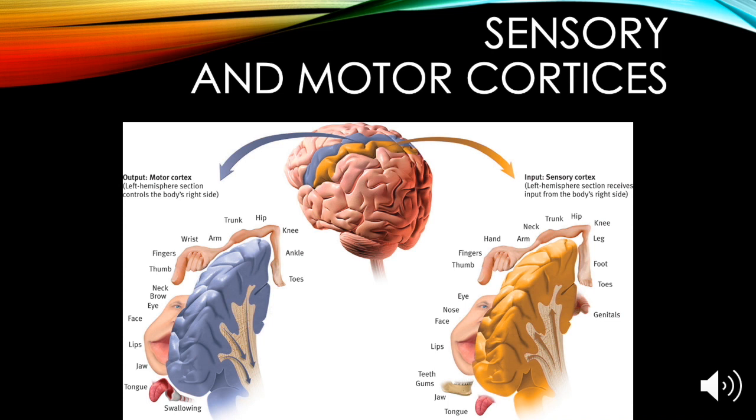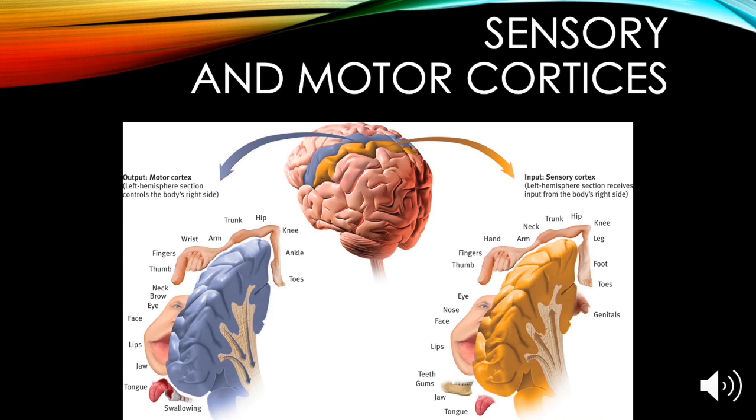So what they have found is that there are actual sections of cells that are dedicated to controlling each portion there. And so the cells that control your ankle are going to be different from the cells that control your eyes, so on and so forth. And then again, for the sensory cortex, they function in the same way, only they are taking in information rather than putting out information.